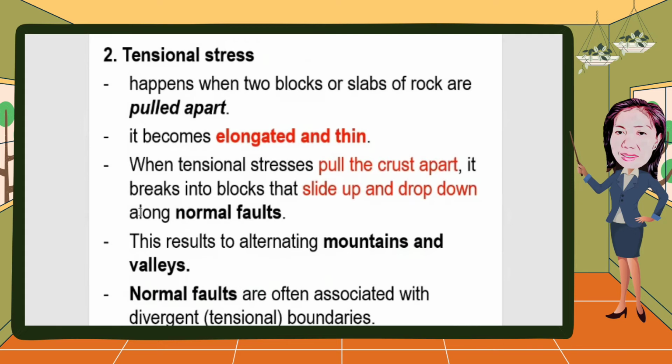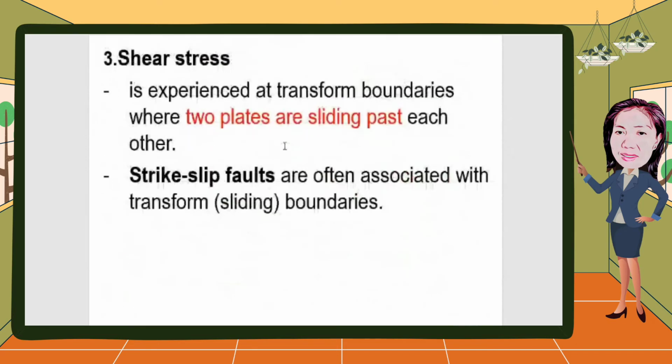Yung para ganing part sa dalawang bundok, tapos merong part sa gitna na na-sink. Okay, just like this one. Okay, the third force or stress is the shear stress. This is a shear stress experienced at the transform boundaries where two plates are sliding past each other.